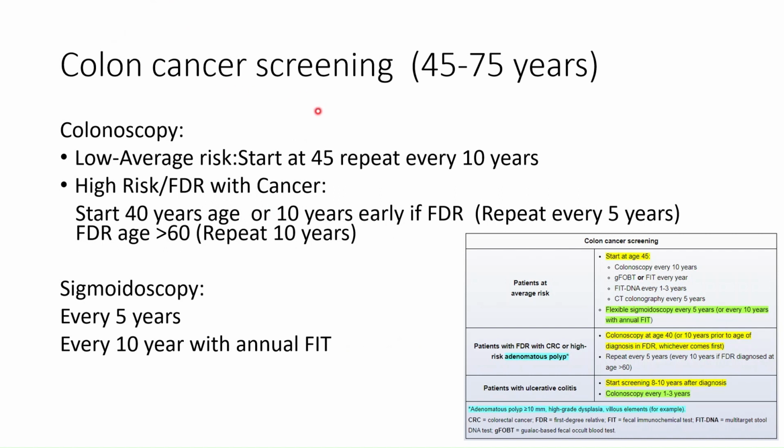Colon cancer screening. It is done via multiple methods, but the age is 45 to 75 years. Most commonly we use colonoscopy, and for low or average risk patients, start at 45 years and repeat every 10 years. But if the patient is high risk, or a first degree family member is diagnosed with cancer, then start at 40 years of age, or 10 years early, than the first family member diagnosed.